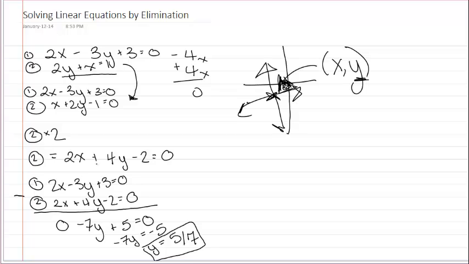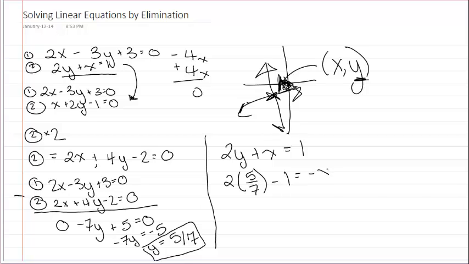Now, from this point on, it's the exact same as the substitution. What we did was we went back and we substituted this value, y, which we solved for, into one of the original equations. It doesn't matter which one, because they're both intercepting at the same point, which is the y equals 5 over 7 point. So 2y plus x equal to 1. This is my second equation, so I'm going to substitute my y into this one. So now I have 2 times 5 over 7 minus 1 is equal to negative x.